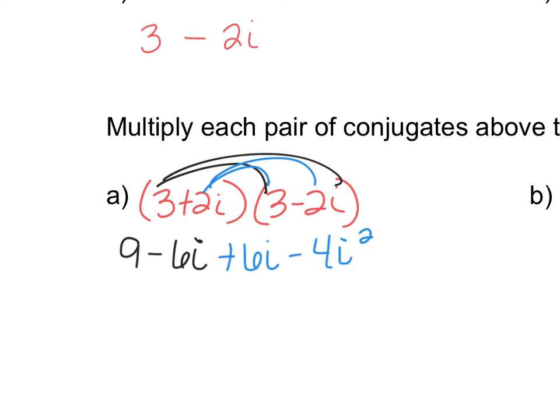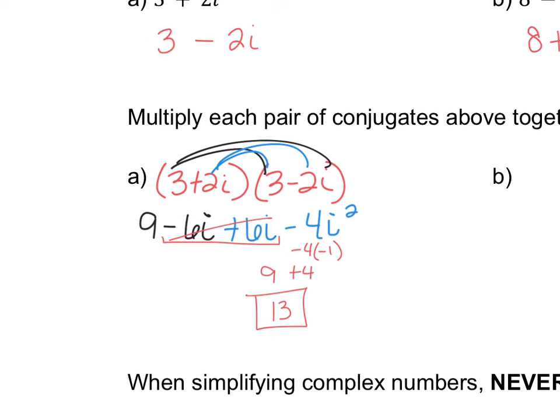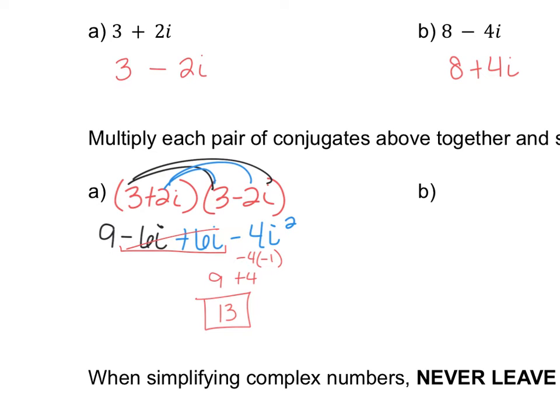Okay, so some things happen. Let's talk about it. If you notice, these two in the middle, negative 6i and 6i, when you add them together, they cancel each other out, which is sweet. And then the last term, negative 4i squared, well, we know i squared is negative 1, so this is like negative 4 times negative 1, which is positive 4. So now I have 9 plus 4, which is 13. So, as you notice, conjugates are a good way to get rid of the imaginary numbers, okay, which we'll have to do a lot coming up.